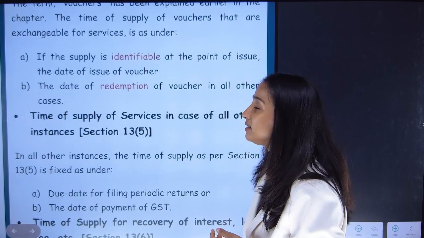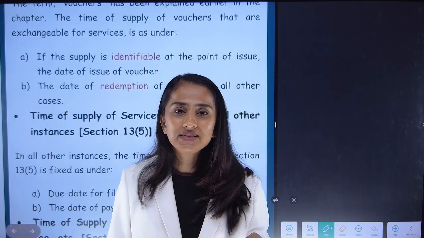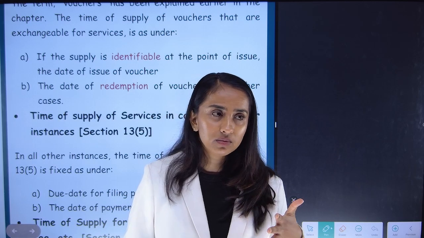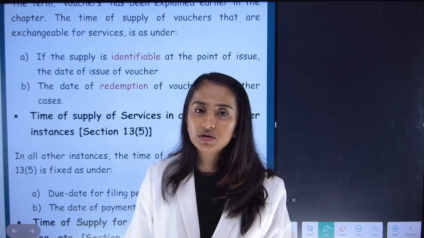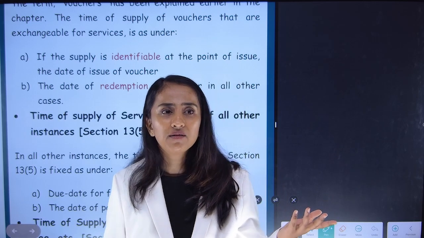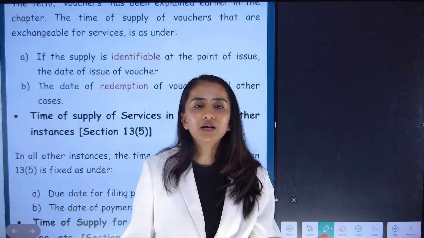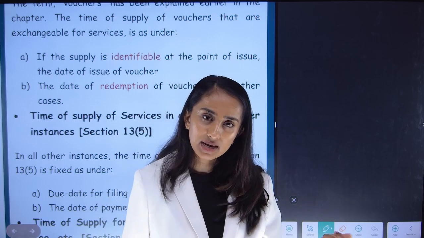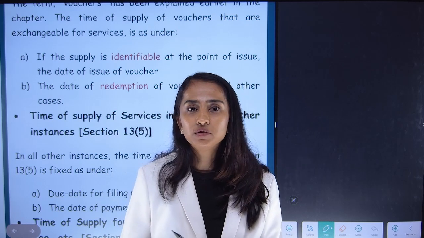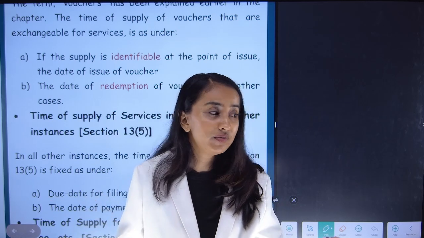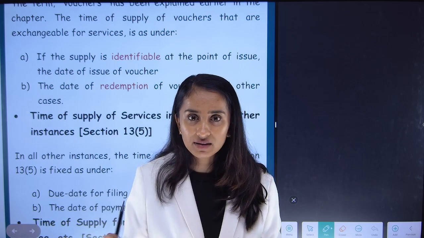So the supply can be identifiable or not identifiable. Let's say I have a voucher worth 5,000 from a Titan watch store. So the supply is identifiable. In a watch store, what will you buy? Watch only. It is identifiable. But let's say I have a voucher of Shoppers Stop. I might buy anything I want. I don't know whether it's shoes or what, you cannot identify the supply clearly.